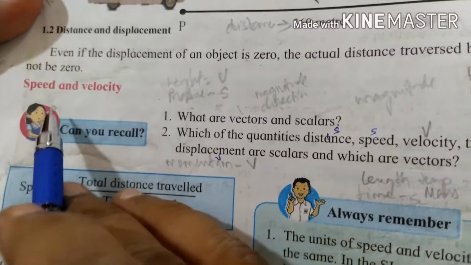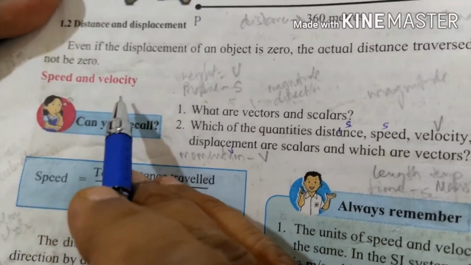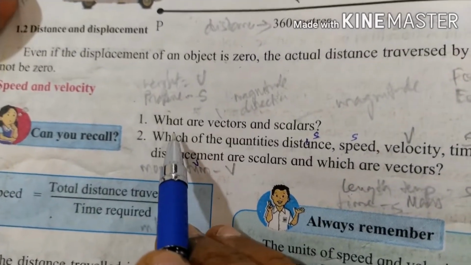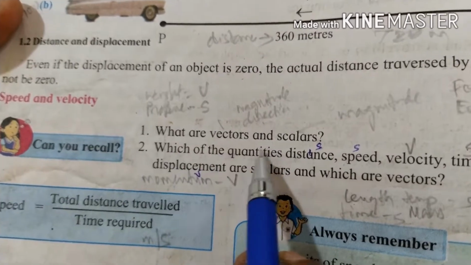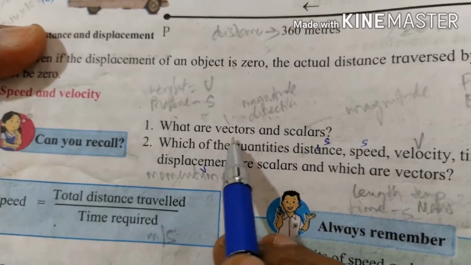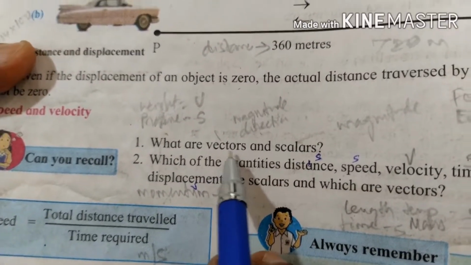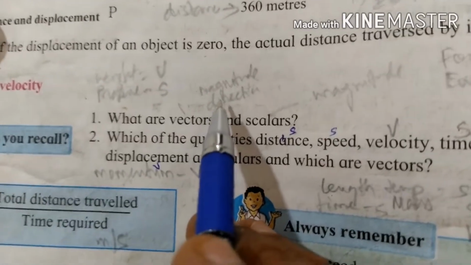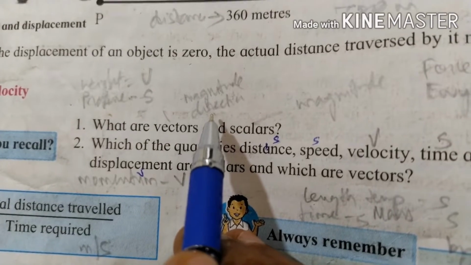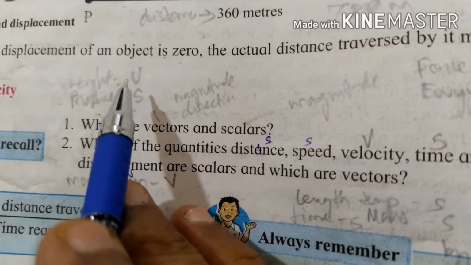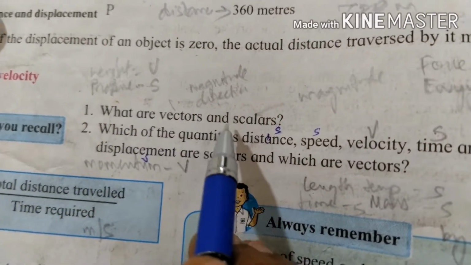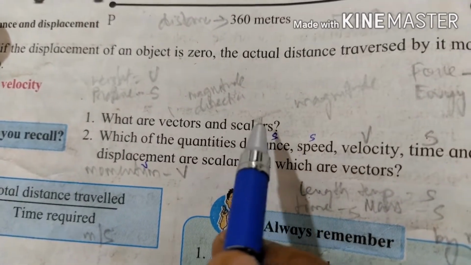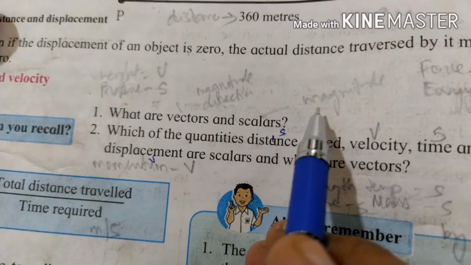Now today we are going to study about speed and velocity. Before that, we will see some questions. What are vectors and scalars? A vector quantity means a quantity in which magnitude and direction are there, for example, weight. Scalar means only magnitude is there. So what is magnitude? Magnitude is nothing but the size.